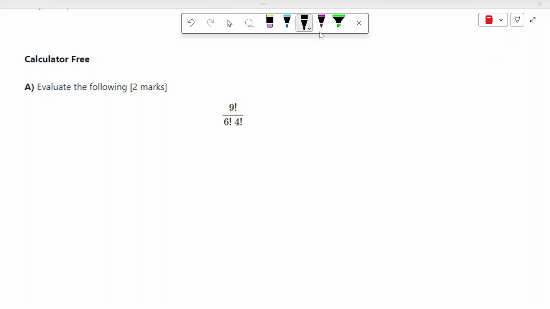We are going to evaluate this particular function. So the weird thing about it is these exclamation marks. So what do they represent? Well, an exclamation mark is a factorial.